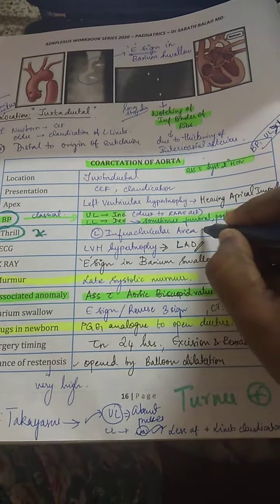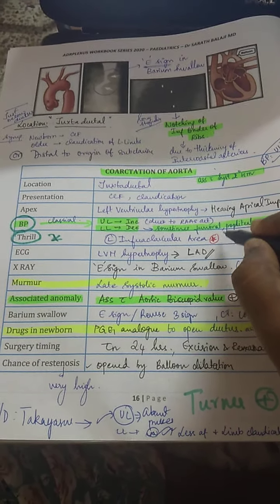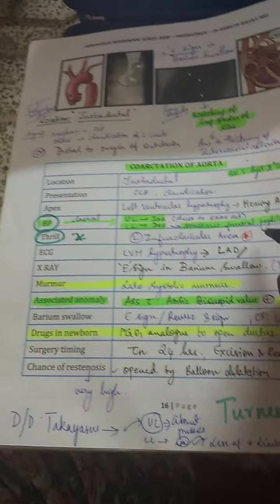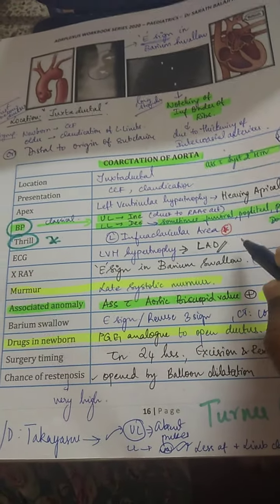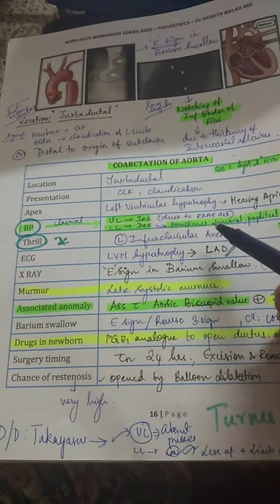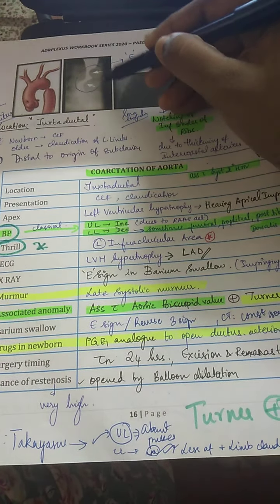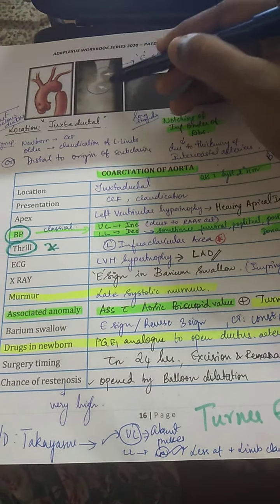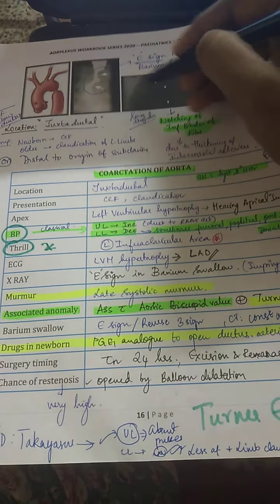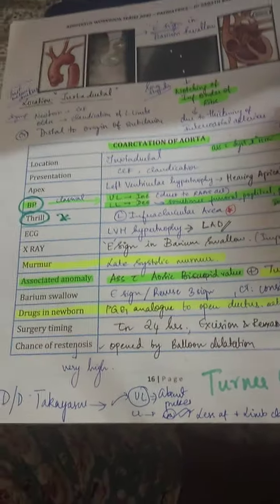You can see a thrill in the left infraclavicular area, which is again the same area as that of PDA. You'll have left ventricular hypertrophy because of the coarctated aorta. All the blood goes back into the left ventricle. On X-ray, you see an E sign in the barium swallow because of the notching. Also, notching of the inferior ribs due to thickened intercostal arteries will be present.